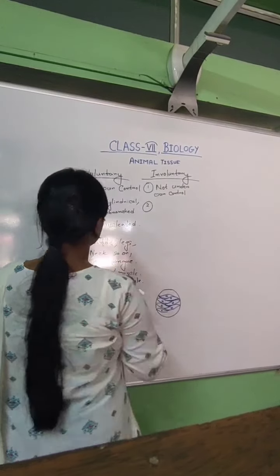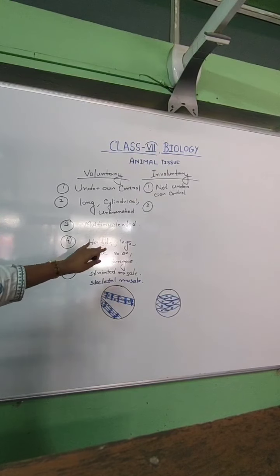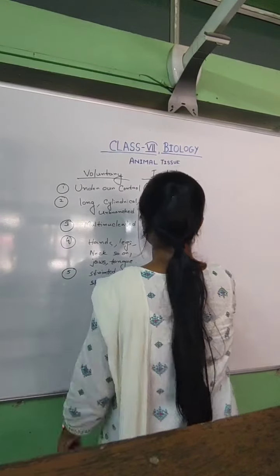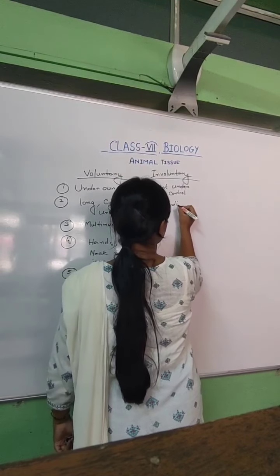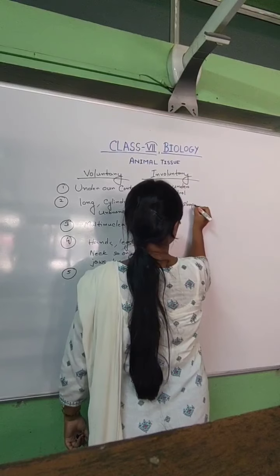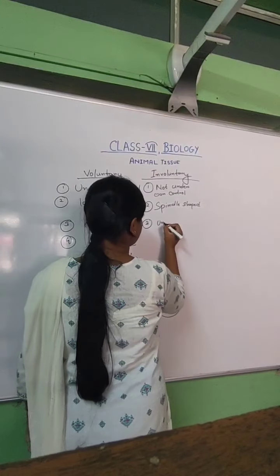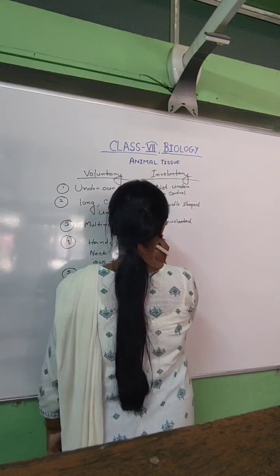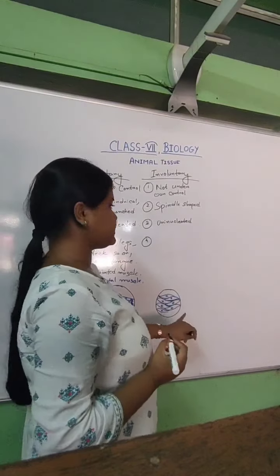The second point is how the voluntary muscles looked. They looked cylindrical, long and unbranched. So for involuntary muscle, it looks like a spindle cell. I have drawn it. Spindle shaped it is. Third is that it is uninucleated. Okay. Only one nucleus is present.